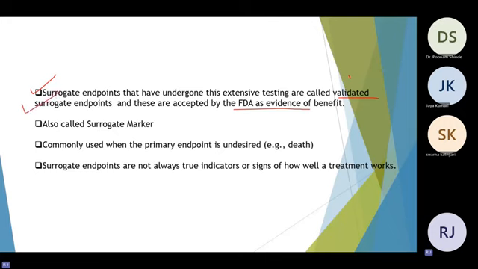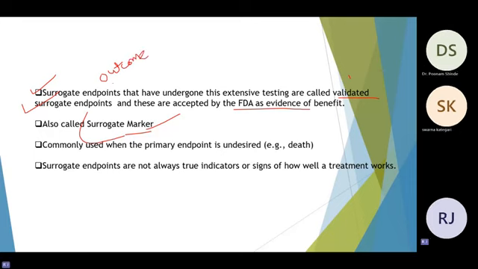Surrogate endpoints are also called surrogate markers. One more thing: in a few places, instead of endpoint they will use the words outcome measure. Outcome measure, always remember this.